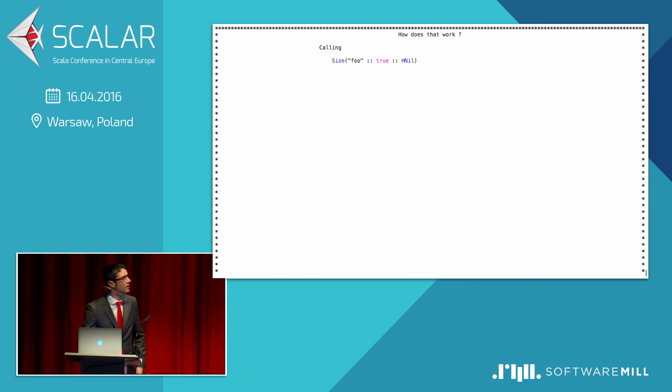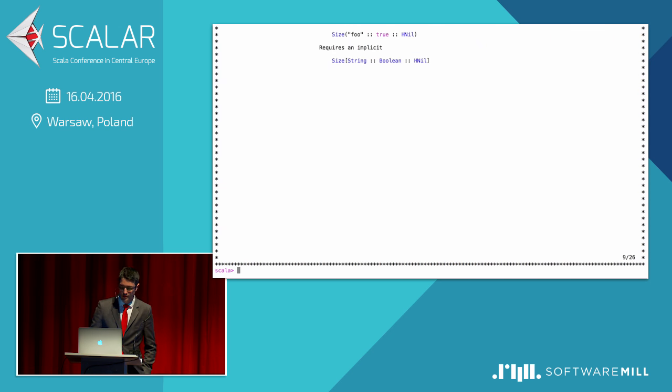When we call size of Foo followed by true followed by HNil, the compiler requires that we provide an implicit instance of Size of the type String followed by Boolean followed by HNil. Fortunately, we can obtain this instance by calling hconsSize with type parameters String and Boolean followed by HNil.